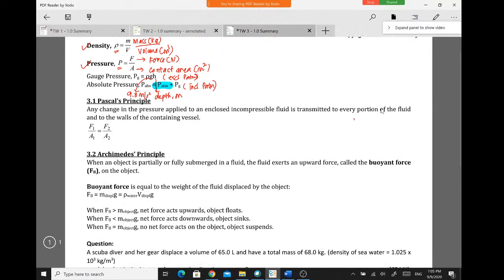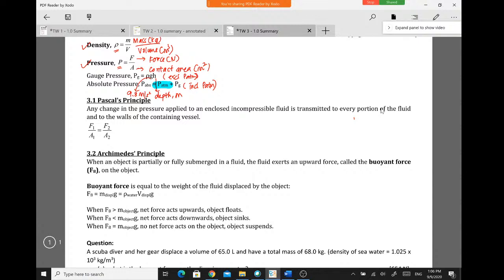The first one is Pascal principle. So Pascal principle says that if you have an enclosed incompressible fluid. So what do you understand by this incompressible fluids? It only applies to liquid now. Gas is compressible fluids. So Pascal principle does not apply to gas, but only incompressible fluids like liquid.